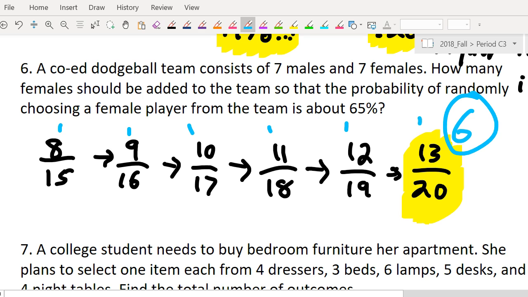Why did it say about how many? Oh, it didn't say about. How many females should be added so that the probability is about. Yeah, why did it say about? There should be no about, because it was exactly. Tricky. Yeah. No about. All right? 6 females. Okay, I'm running out of space there.